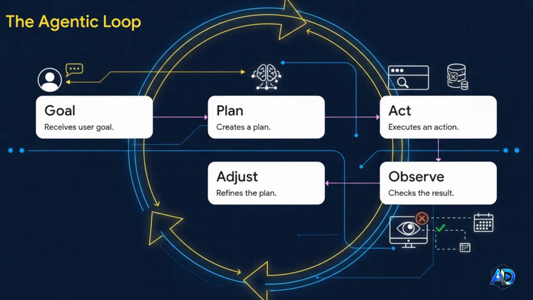Third, it uses its tools to act on the first step of that plan. Fourth, and this is super important, it observes the result. Did the web search fail? Was there an error? And finally, step 5, it adjusts. It uses that feedback to refine its plan and loops right back around until the goal is totally accomplished.